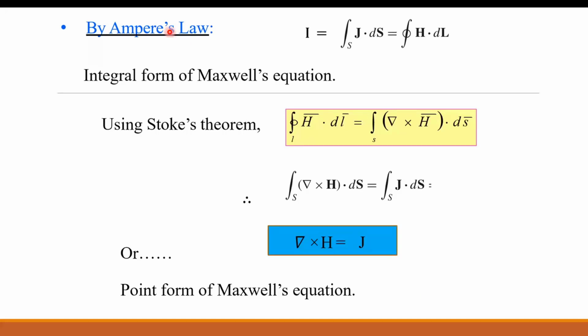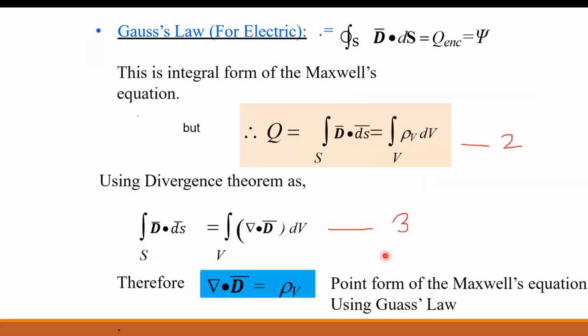The third equation is derived from Gauss law of electric field. Gauss law is closed integration of D dot ds is equal to Q enclosed, but Q enclosed is equal to triple integration of rho v dv. So this equation number 2 is the integral form of Maxwell's equation derived from Gauss law of electric field. After applying the divergence theorem, we reduce this equation and find del dot D bar is equal to rho v. So del dot D bar is equal to rho v is the point form of Maxwell's equation using Gauss law for electric field.